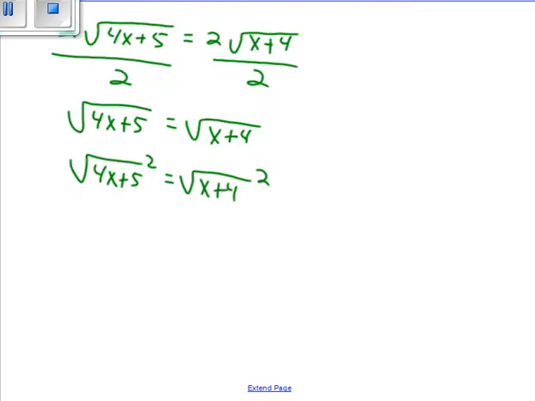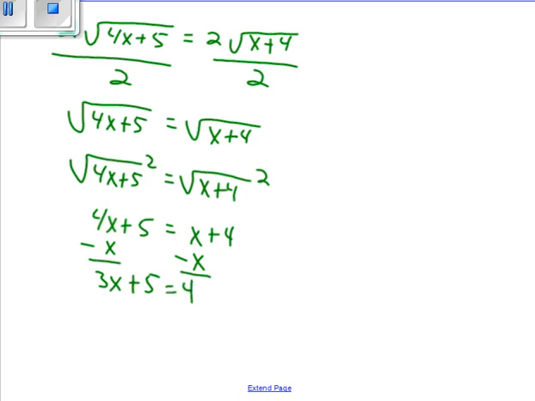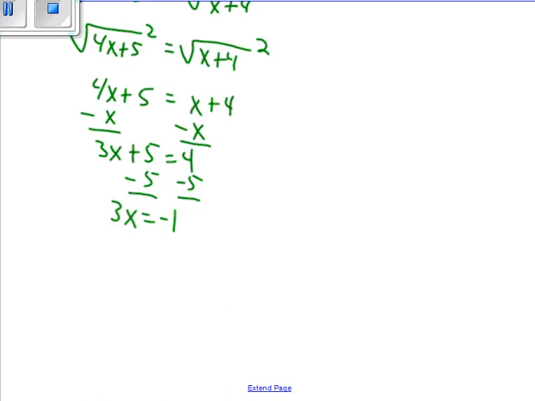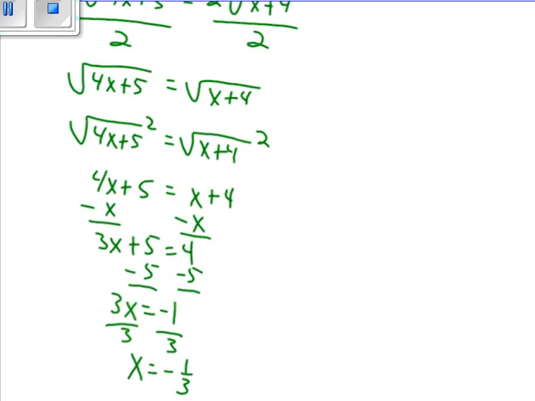And I'll end up here with 4x plus 5 equals x plus 4. I'm going to subtract x from both sides, and I'll get 3x plus 5 equals 4. I'm going to subtract 5 from both sides, and I'll get 3x equals negative 1. Divide by 3 on both sides, I'll get x equals negative 1/3. So I need to check that in the original equation.